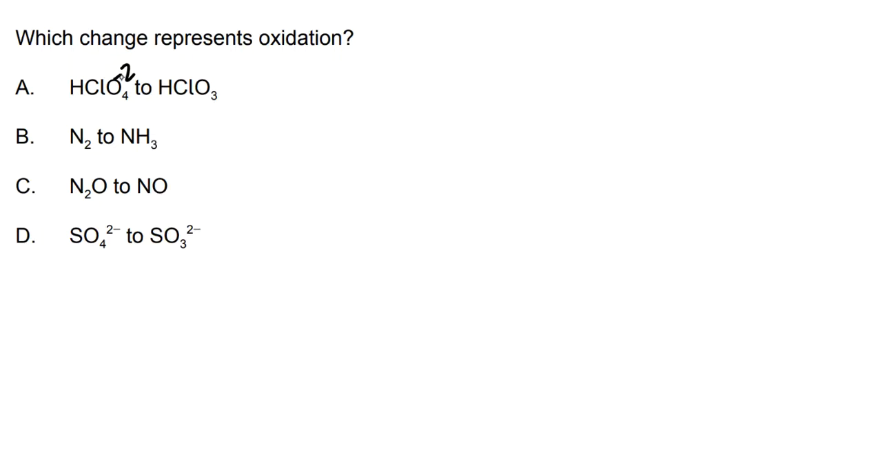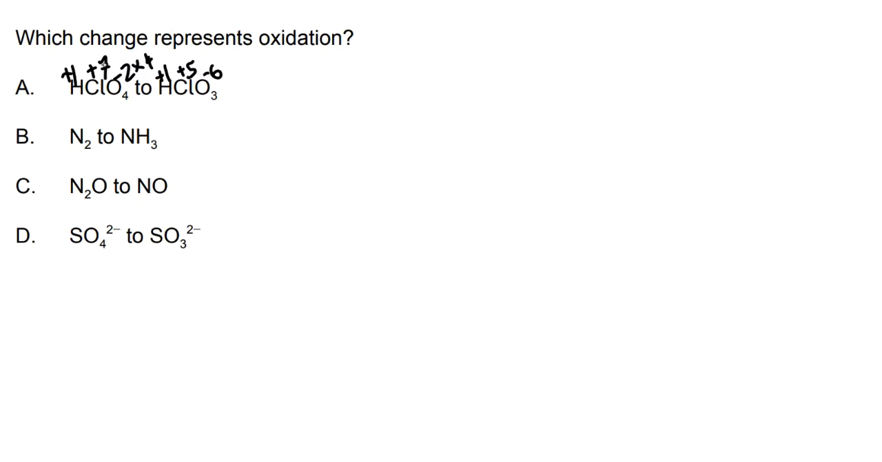We have -2, and overall charge will be -8 for the 4 oxygens, and +1 for the hydrogen. The overall molecule is neutral, so +7 for the chlorine, because all the charges, when you add them together, add up to 0. Here we have +1 for hydrogen, -6 for oxygen, because -2 times 3. So the charge for the chlorine must be +5.